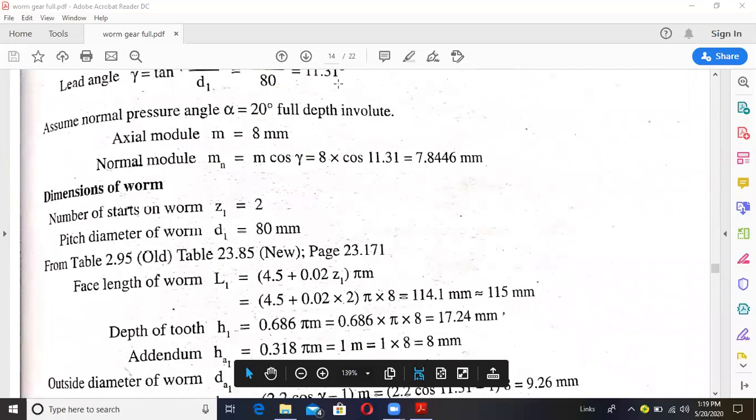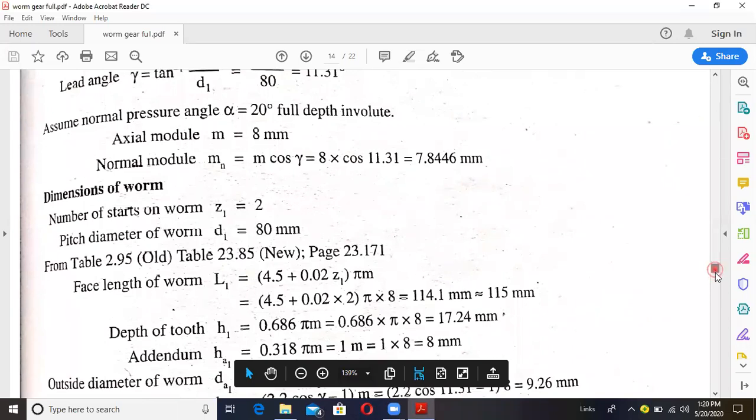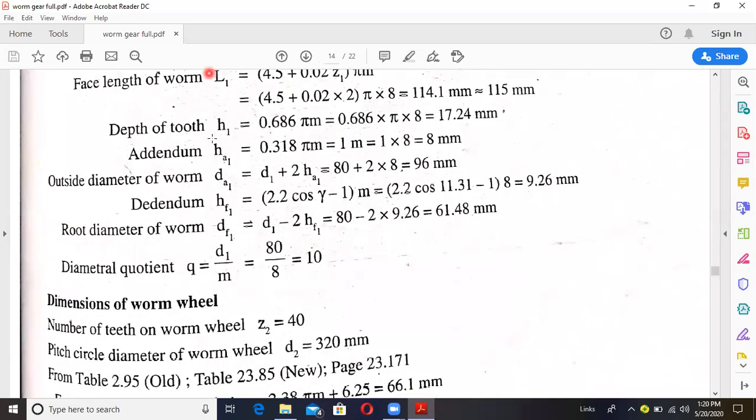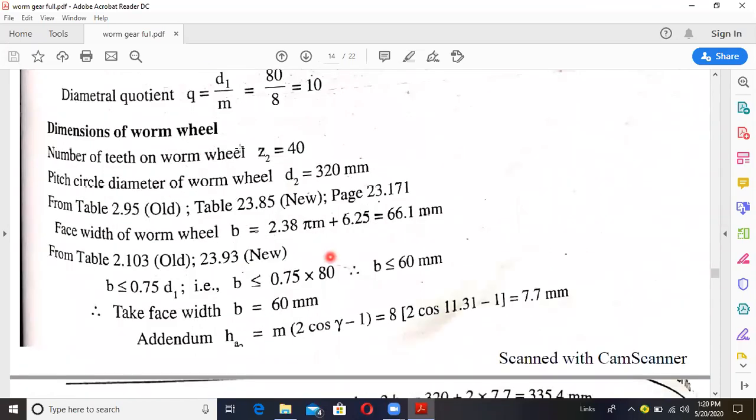So next step is dimensions of the worm. Then you have to go to the table number 23.85. From that table number 23.85, you have to calculate all the dimensions for worm and for the worm wheel. Now in this table, you will get the value for the face width. Face width B is equal to 66.1 mm.